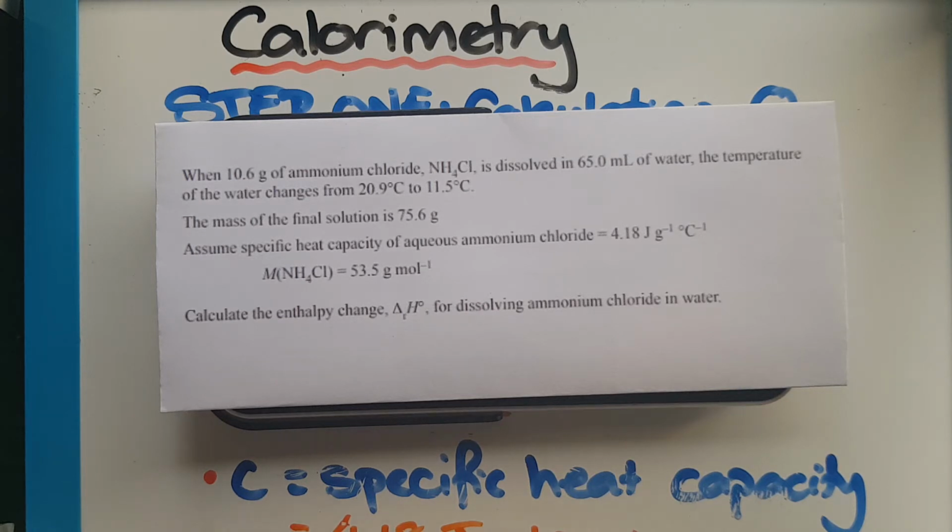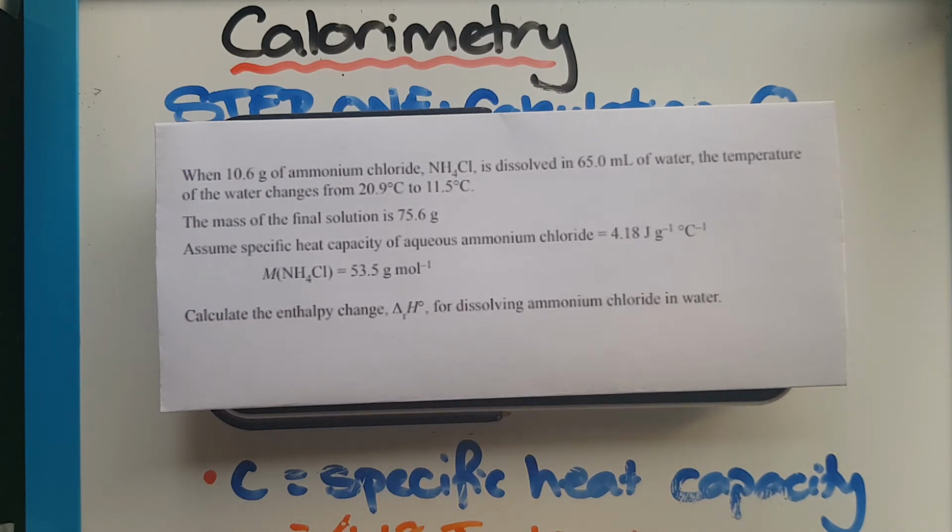It tells us the mass of the final solution is 75.6 grams. That's a really big hint for what our mass is that we're going to work with in this calculation. It also tells us to assume the heat capacity has not changed, even though it's got something in it, because that's the heat capacity of water, 4.18 joules per gram per degree Celsius. It gives us the molar mass of ammonium chloride, so I know that. I need that at some stage. And it's asking us to report an enthalpy change, which is in kilojoules per mole.